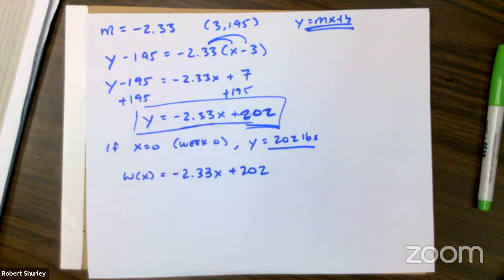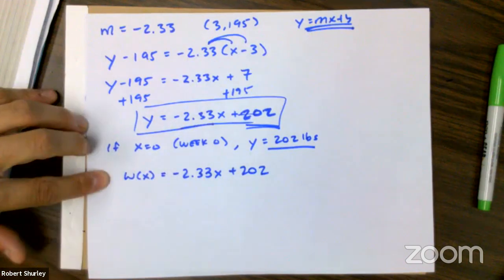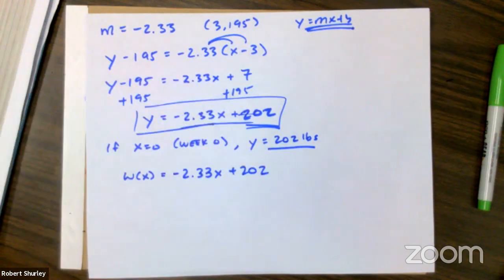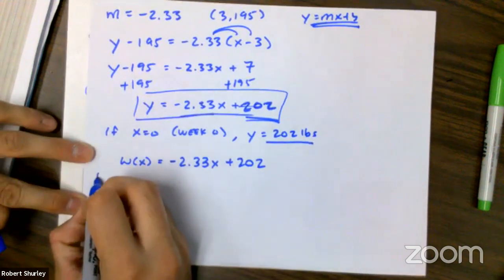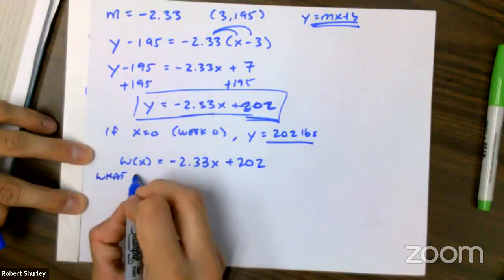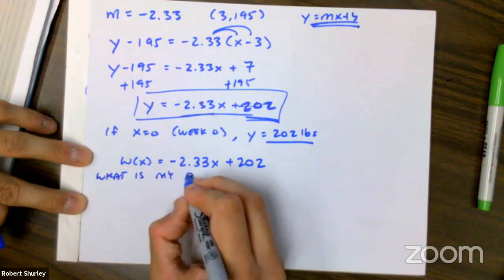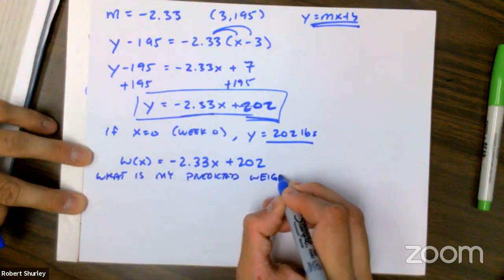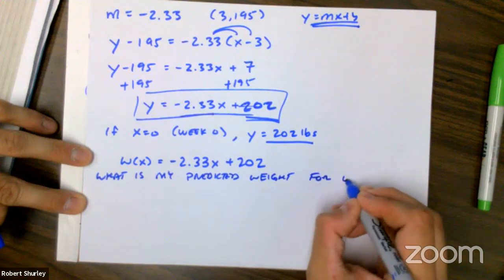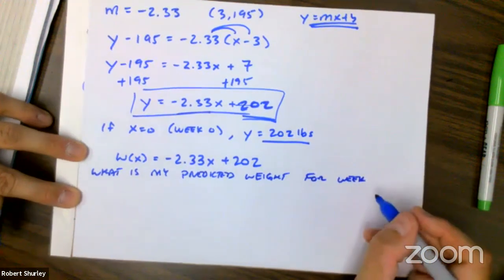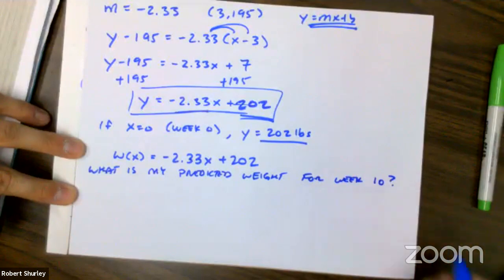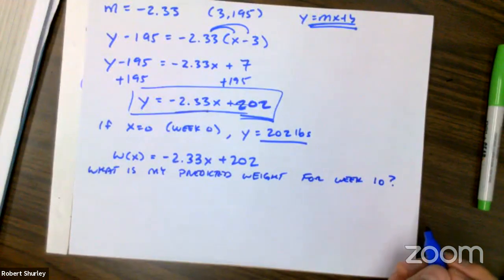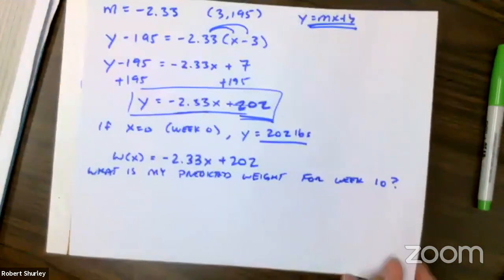They're not going to be perfectly linear. But now that I have my trend line, if I stay on this same weight loss, I want to see what I should expect is my predicted weight for week, let's say, week 10. Okay, what's my predicted weight for week 10?